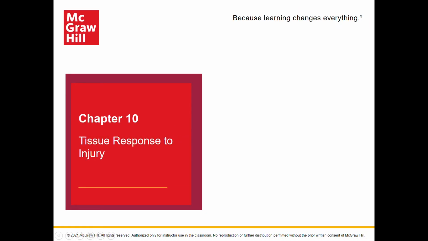Right, so welcome to Chapter 10, the tissue's response to injury. So the last module, we discussed how the body actually gets injured. We discussed the different loads that can be applied to different tissues of the body, and then what actually makes the injury occur. So now we're going to go into, after the injury has occurred, how does the body repair itself?